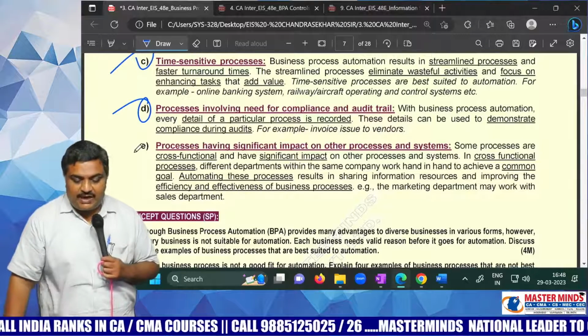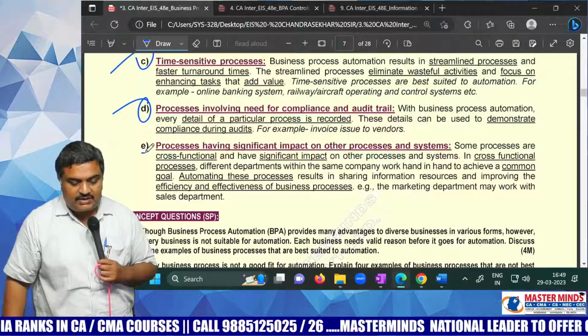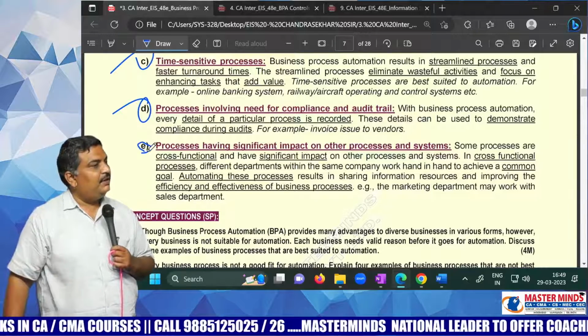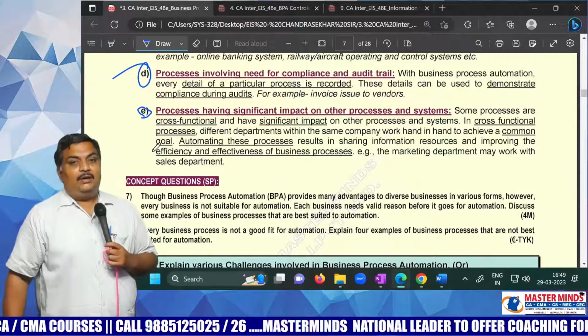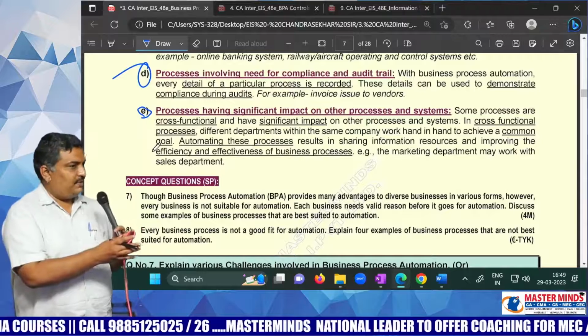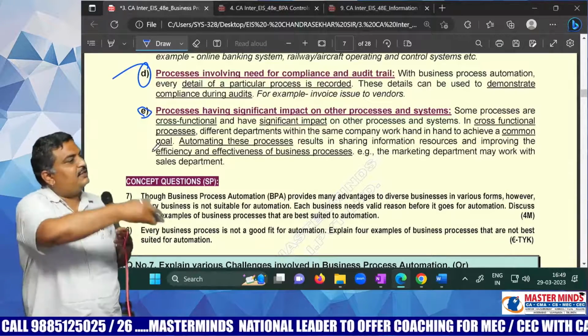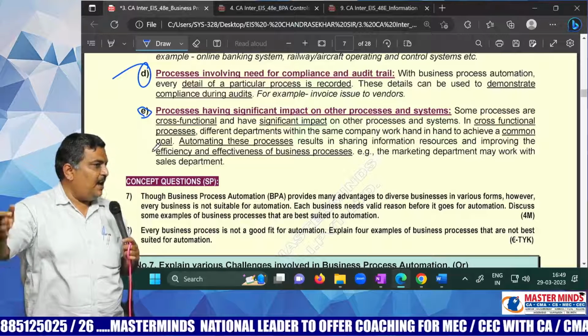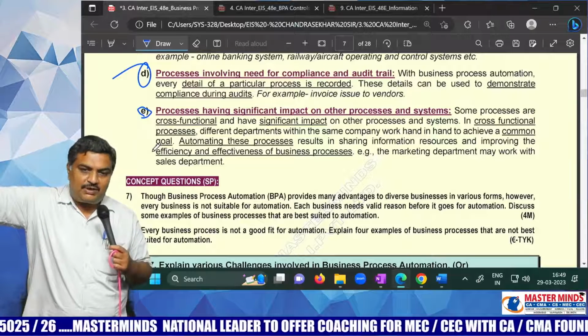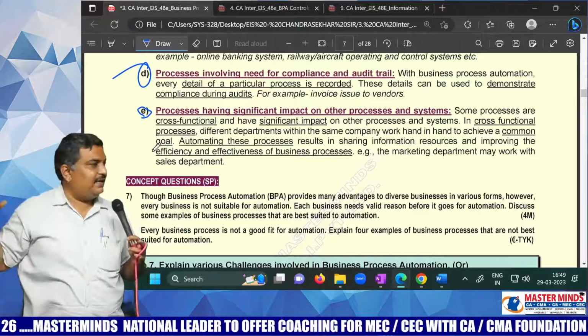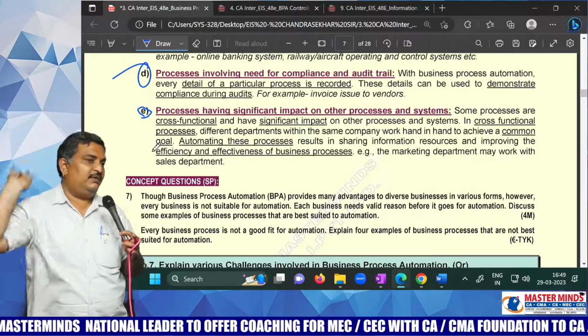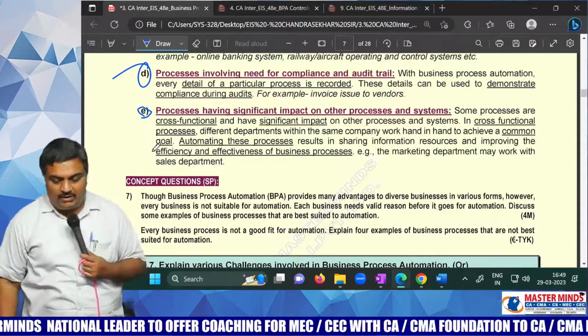Next one, processes having significant impact on other processes and systems. This is what I am telling you. See, one department has to do one process, and that is transferred to another department. But the first department is not giving the work to the second department, and finally the work will be delayed. The process will be delayed. So in all these cases, it is better you automate the things rather than depending on the humans.